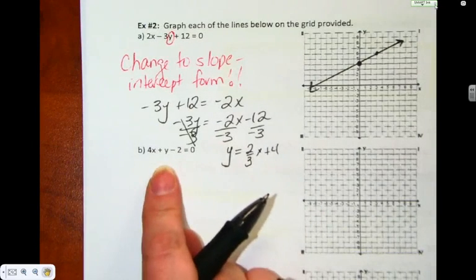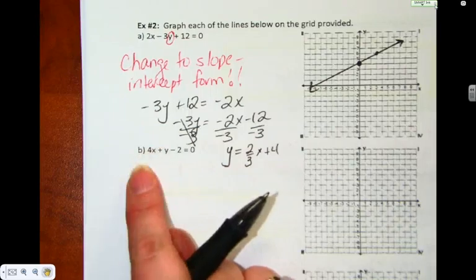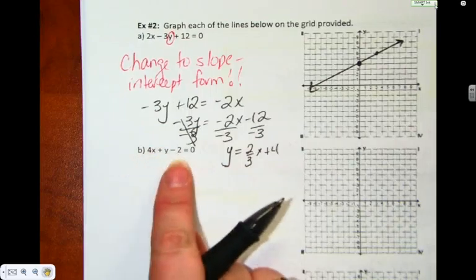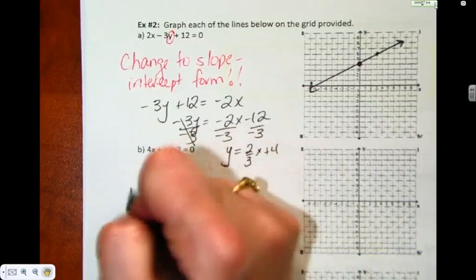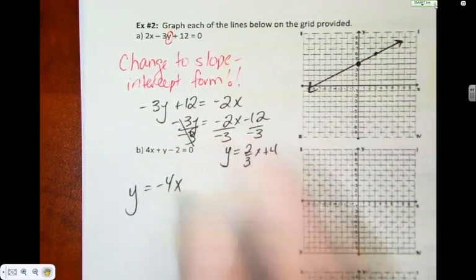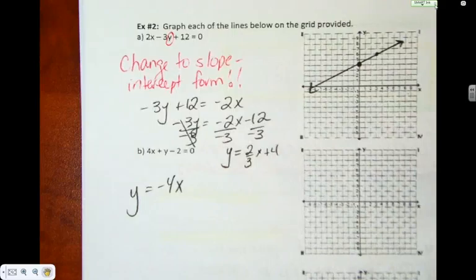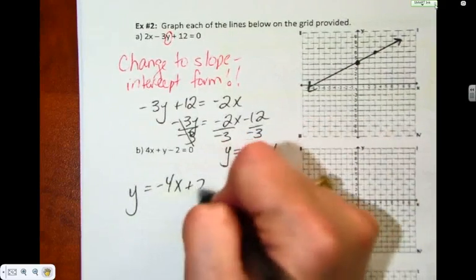Okay, how do I get the y by itself? Minus 4x and? So let's start doing this in one step, just like we did the last one. So we know it's going to be minus 4x. And what's going to happen to the minus 2? Plus 2.